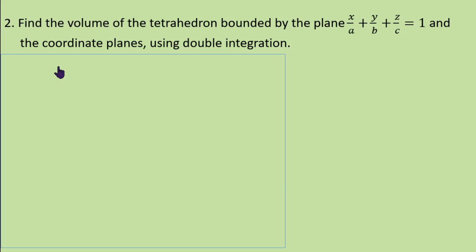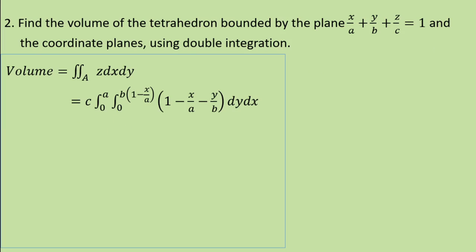One more question. Find the volume of the tetrahedron bounded by the plane x by a plus y by b plus z by c equal to 1 and the coordinate planes using double integration. Here this plane is in intercept form: x intercept is a, y intercept is b and z intercept is c. Therefore, for the volume, x varies from 0 to a. When y is 0, z is 0, x by a is 1 means x equal to a. Upper limit of x is a, lower limit is 0. X varies from 0 to a.